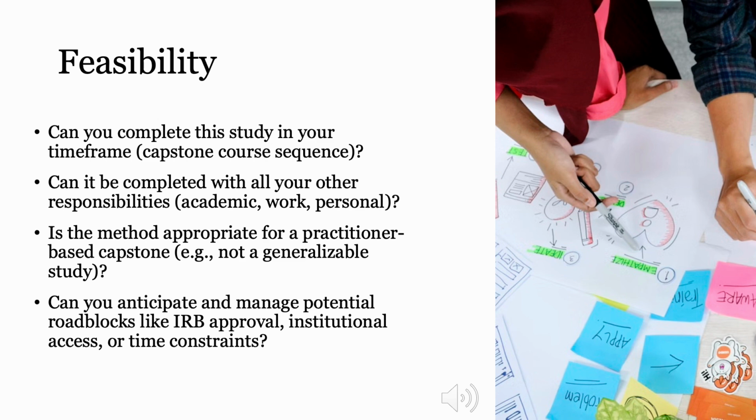The second consideration is feasibility. Ask yourself, can you complete this study during your capstone course sequence? Will it fit alongside your academic, work, and personal responsibilities? Is the scope small enough to manage, but meaningful enough to matter? You will also want to anticipate challenges such as gaining institutional access, getting IRB approval, or collecting data in a short time frame.